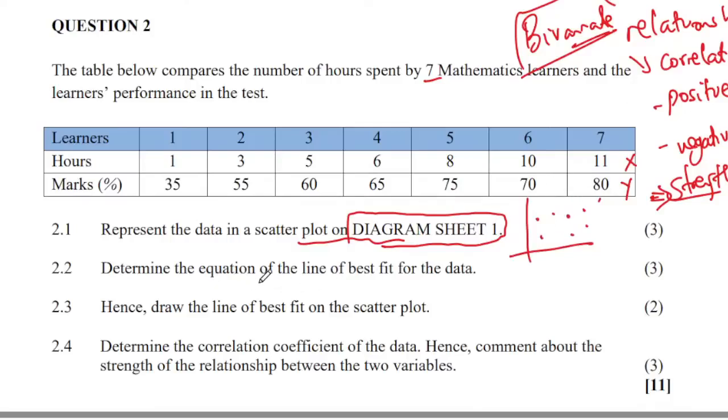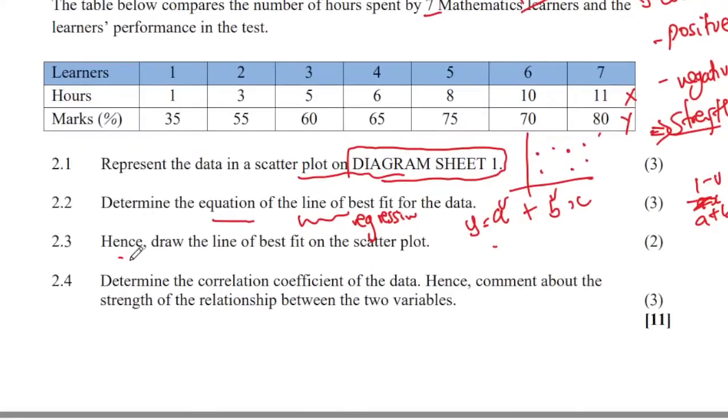Then they want you to find the equation of the line of best fit, which sometimes we call the regression line. With the regression line, remember the values of A and B. We need to find this: y is equal to A plus BX. So use your calculator. Under the mode, you look for the A plus BX option. Then you proceed, enter the values for X and Y, and you're good to go. And then draw the line of best fit.